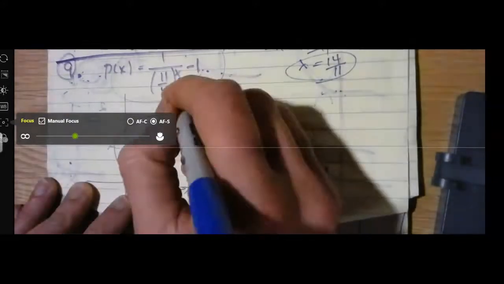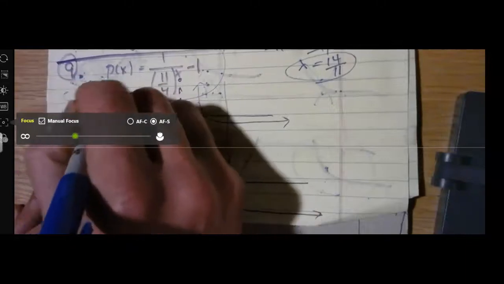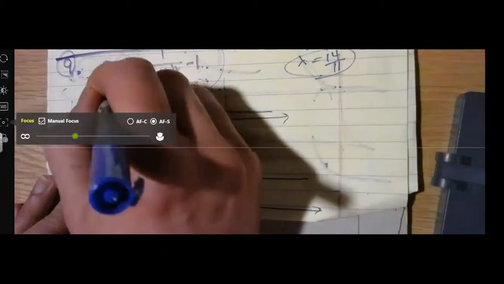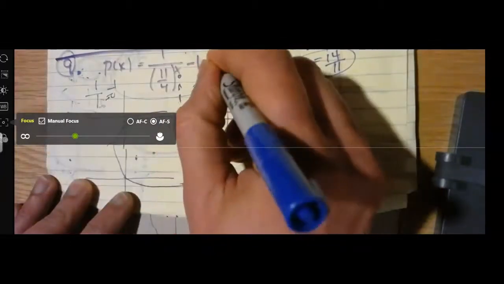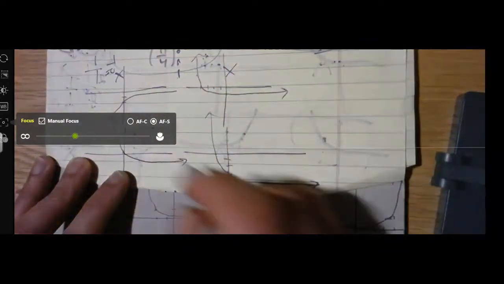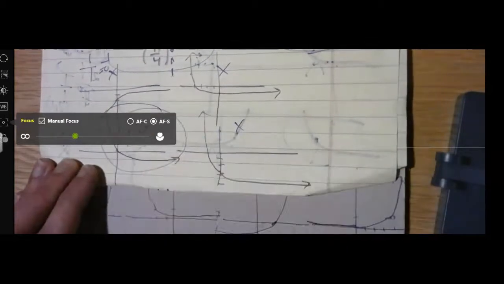Well, that would make this whole thing equal to 1 in the denominator, right? So that would make it 1 over 1 minus 1. So that would be 0. So therefore, 0 makes 0. So which one of these has 0, 0? Well, that one doesn't. That one doesn't. This one does. And that one doesn't. So therefore, that must be my answer right there.